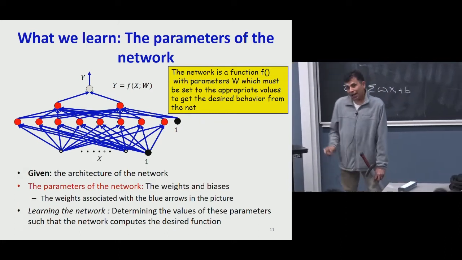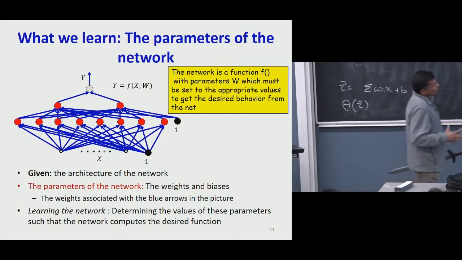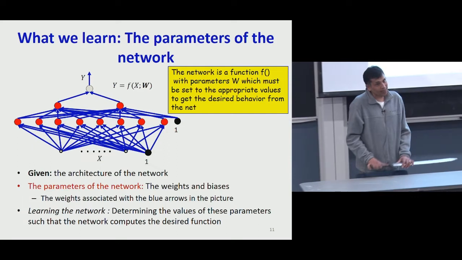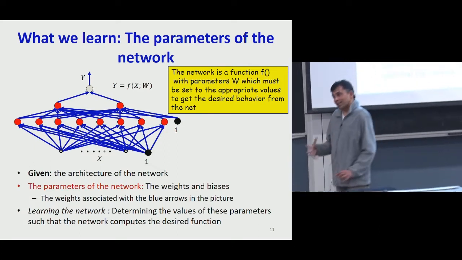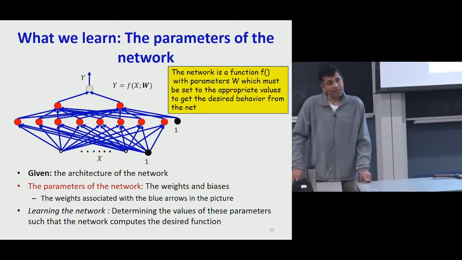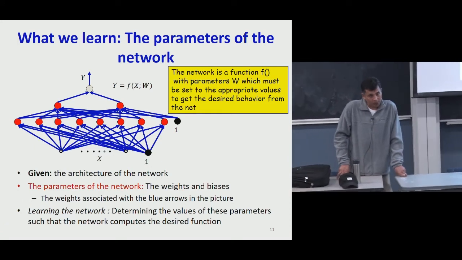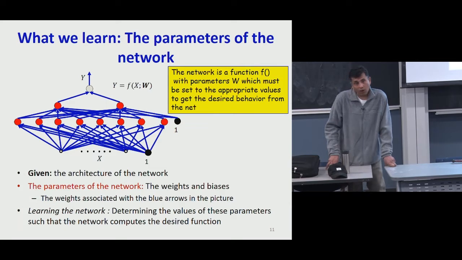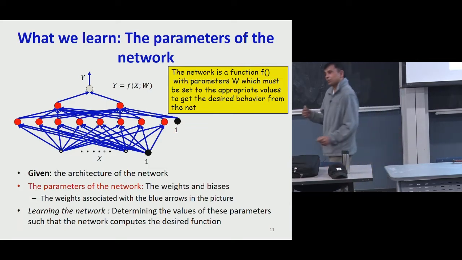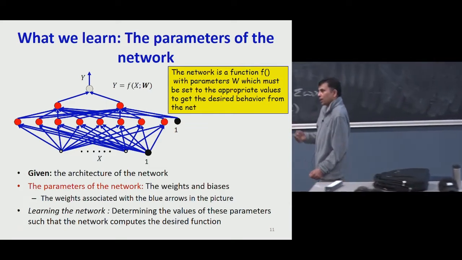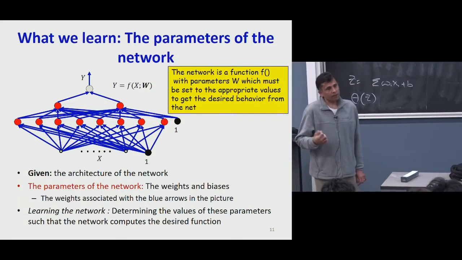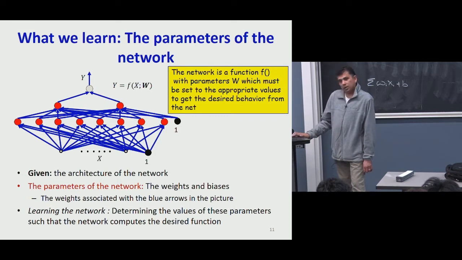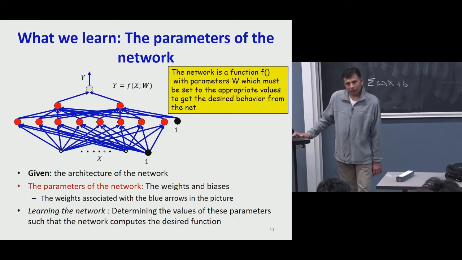And now, if I want this network to represent a function properly, then I must set the weights and the biases just right so that the resulting network computes the function that I want. And when I speak of learning the network, I'm really speaking of figuring out what these weights and biases must be in order for the network to compute a specific function that I want it to compute. Right? So questions? No. Okay.